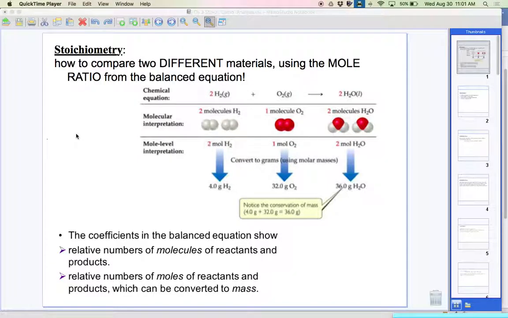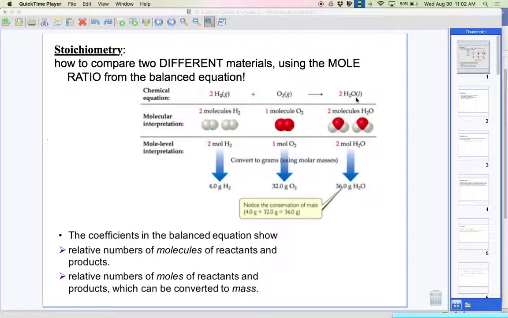All right, stoichiometry. There's our nice little graphic: how to compare two different materials using the mole ratio from the balanced equation. Notice you have a balanced chemical equation. The coefficients in the balanced equation can stand for simple molecules. This says 2 molecules of H2 and 1 molecule of O2 make 2 molecules of H2O.